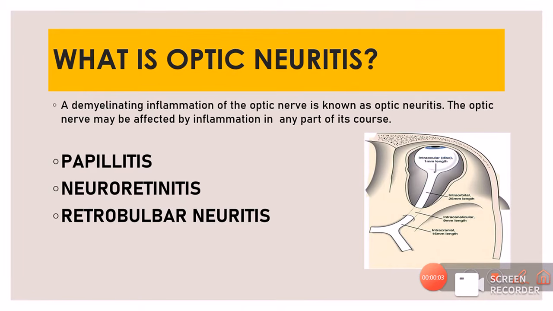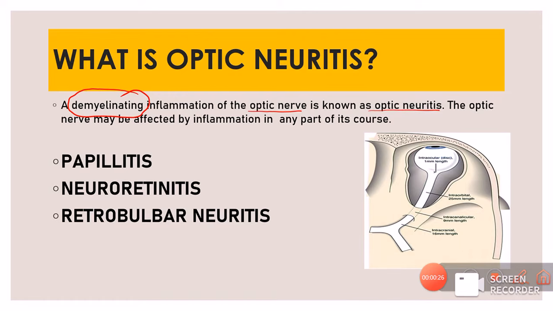What is optic neuritis? A demyelinating inflammation of the optic nerve is known as optic neuritis. The word we should focus on here is demyelinating. So it's not just any inflammation of the optic nerve. Specifically, the term optic neuritis is used when demyelination is associated with inflammation of the optic nerve.